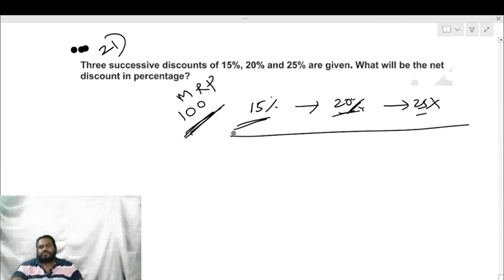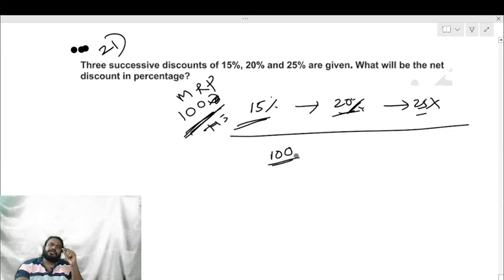So what will you do? On that MRP, first 15% is given. So 15% is nothing but 15 rupees on 100, because why did I take 100? Because percentage is calculated per 100, right? So that's why I took 100 to make it easy. If I take it as 1000, then 15% will become 150, so we are unnecessarily complicating it. Instead of that, I am just taking the MRP as 100 rupees.